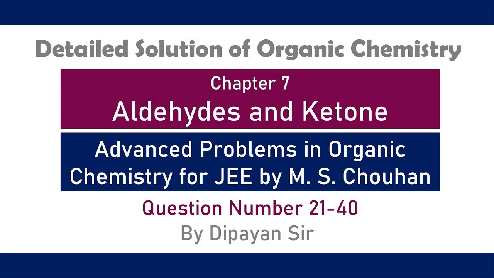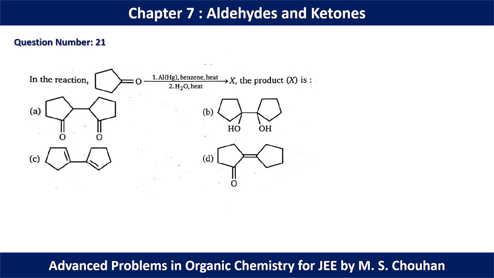Hello students, in this video we are going to discuss question number 21 to 40 of aldehydes and ketone from Advanced Problems in Organic Chemistry for JEE by MS Chauhan book. In question number 21, we have aluminium amalgam. Benzene is the solvent and heat is used in this case.